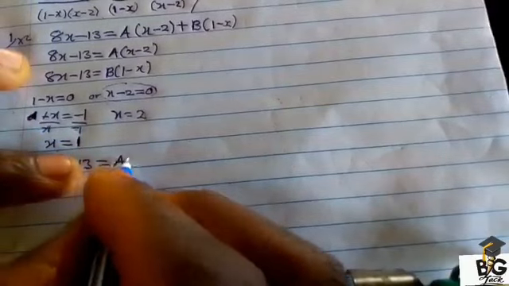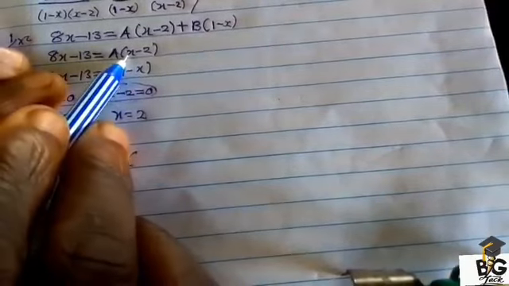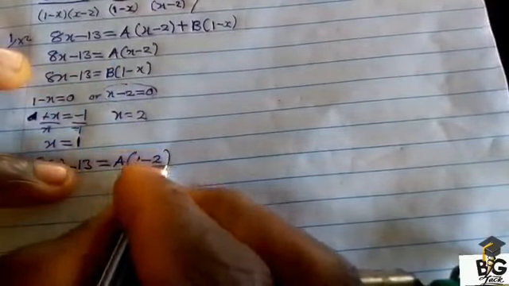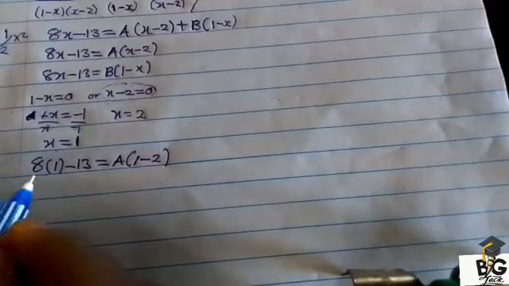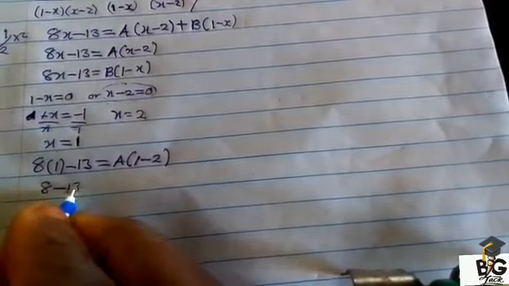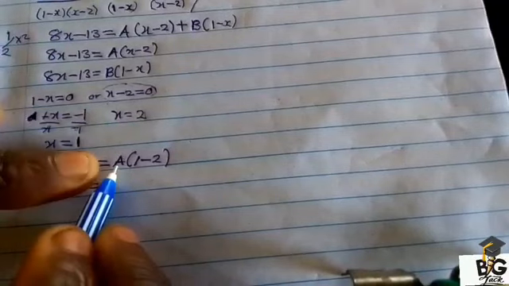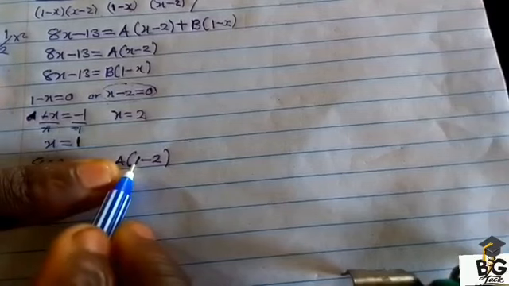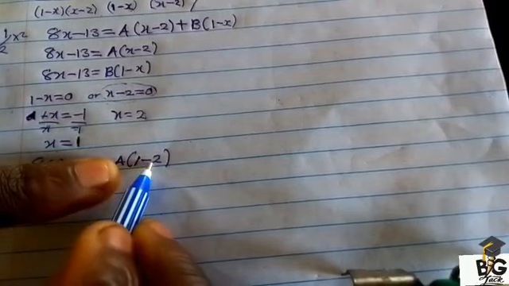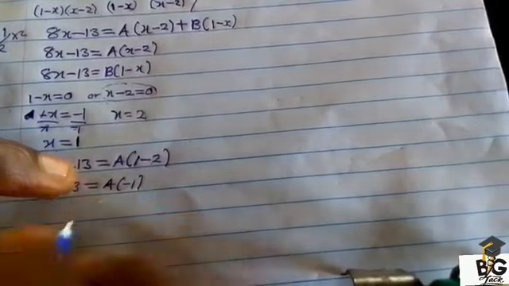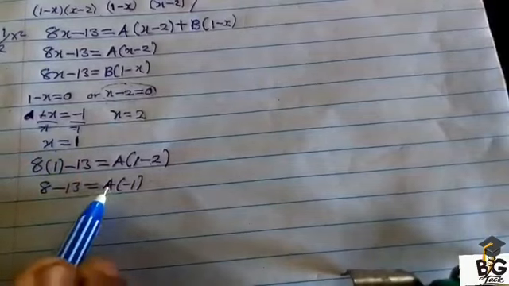Then open bracket. So where there is x here, I'm just going to put 1 minus 2. Then close. So from there now, 8 multiplied by 1, the answer is 8 minus 13 is equal to. Then from there now, a, let me just say 1 minus 2. The answer is going to be -1. Okay, like this. Then from there now, a multiplied by -1, it is -a.